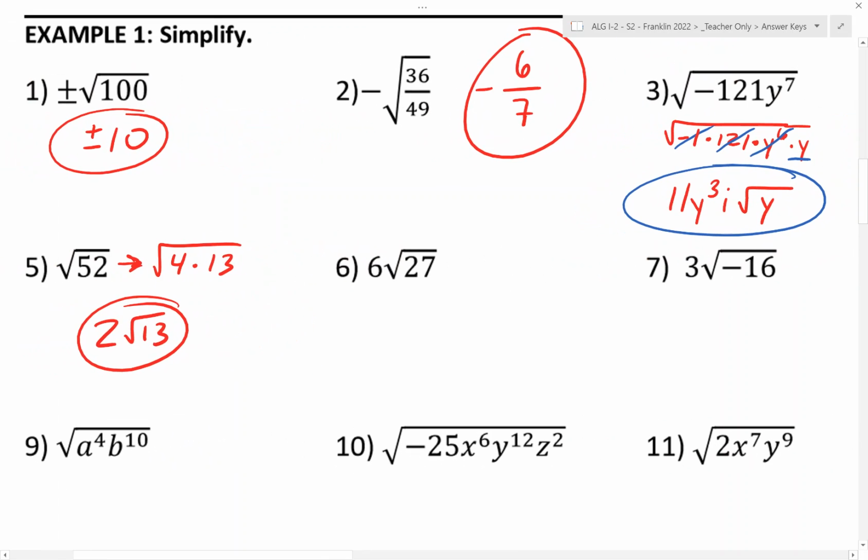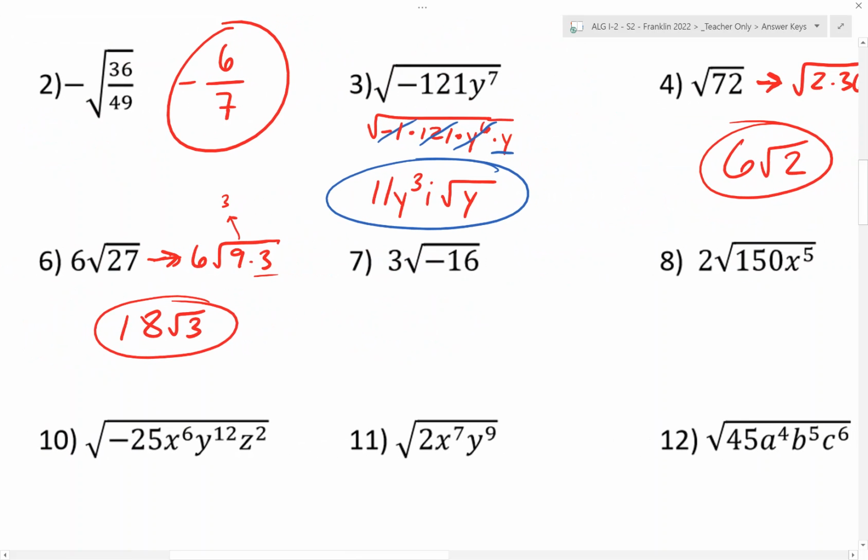Now number 6 already has a number out in front of it. That's okay. Whenever we simplify the 27, we'll just multiply whatever we get by 6. 27 does have a perfect square factor, which is 9. 27 is 9 times 3. So the square root of 9 is 3. And we're going to multiply that by the 6 out front. So we get 18 square root of 3 because this 3 stays inside the radical.